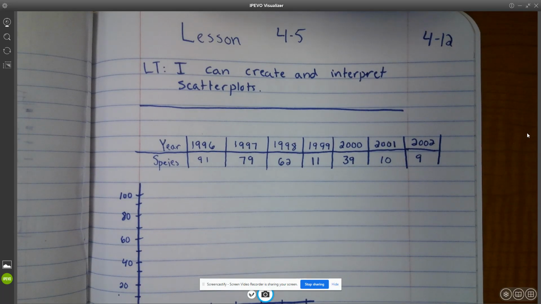Hey there, Algebra. We've got lesson 4-5 here. We're going to be doing problems 4 through 12. Our learning target is: I can create and interpret scatter plots. You have done these before. There just might be a few vocab words or things like that that you need to learn.